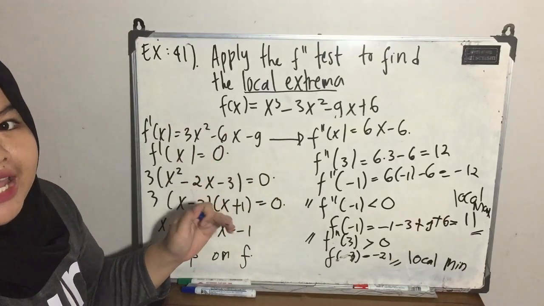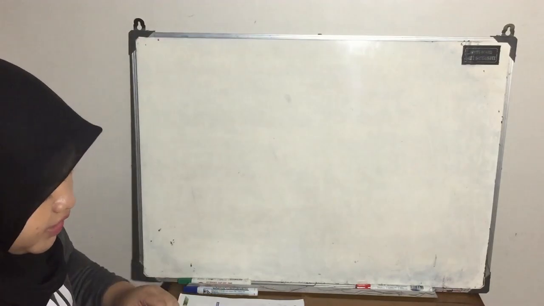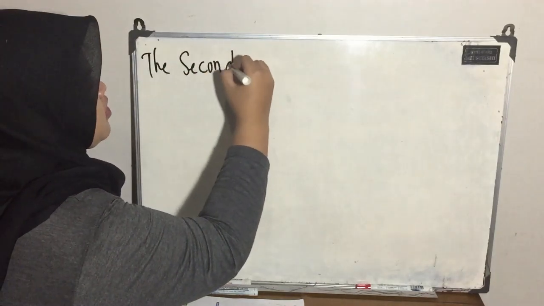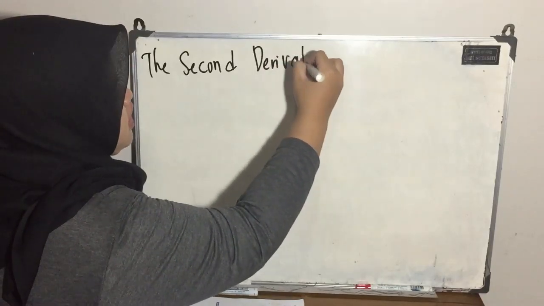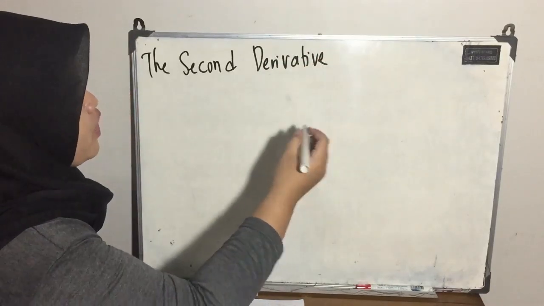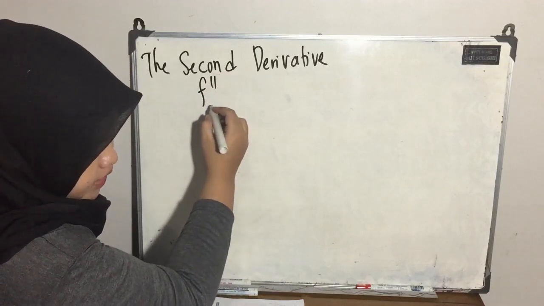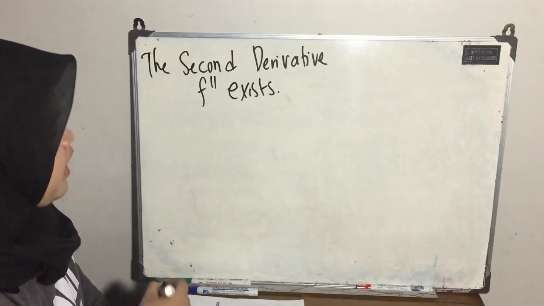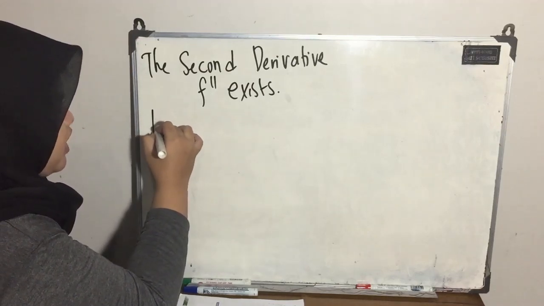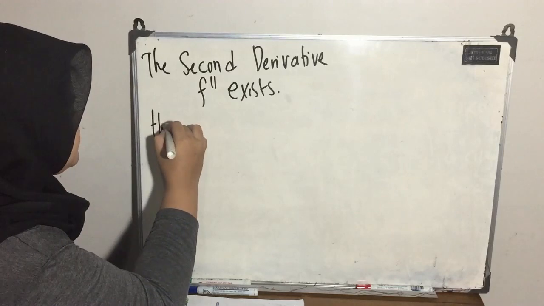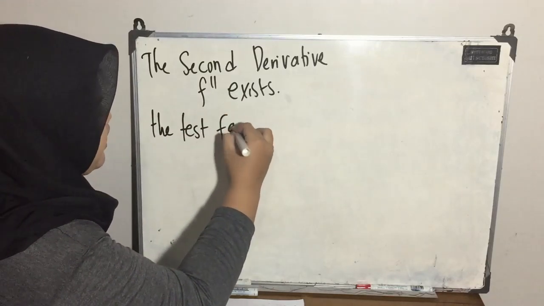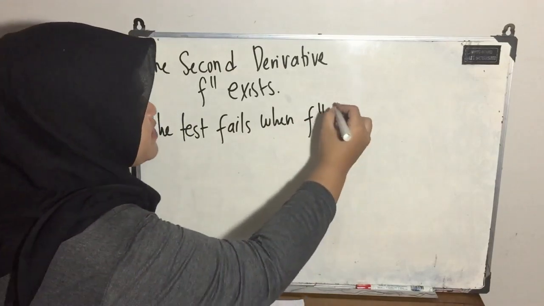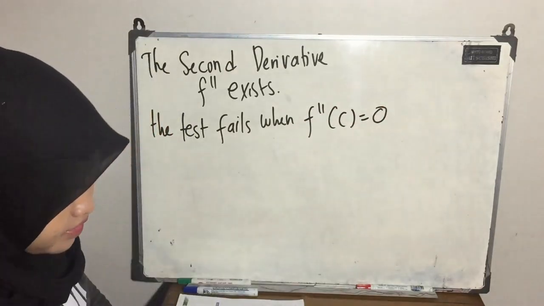Okay, now we will do another example. The second derivative can be used only if the second derivative exists, everyone. Okay, this one, the test fails when the second derivative of c is 0.